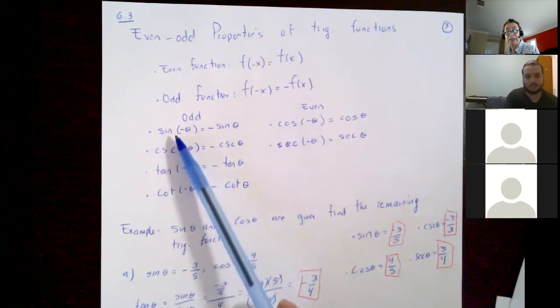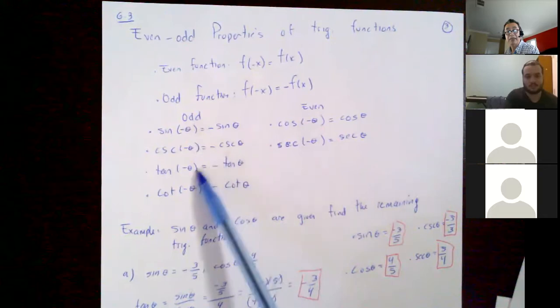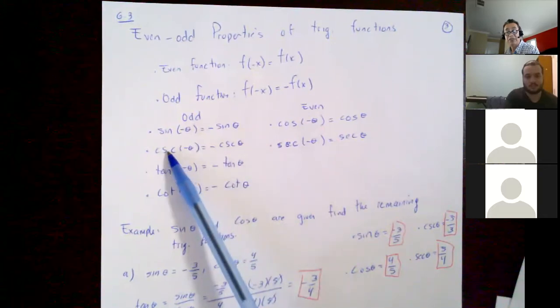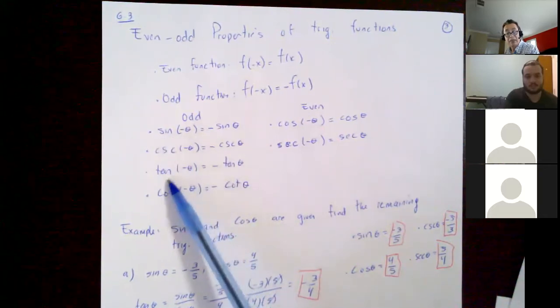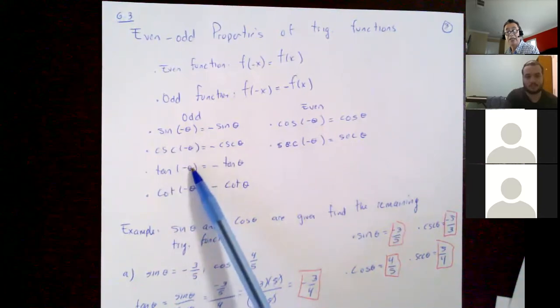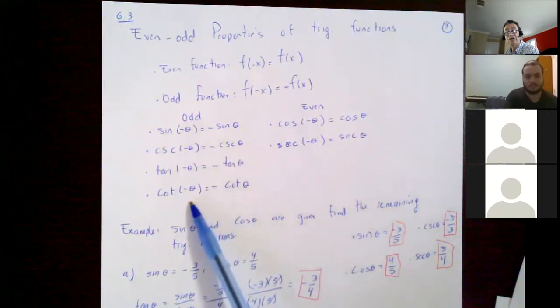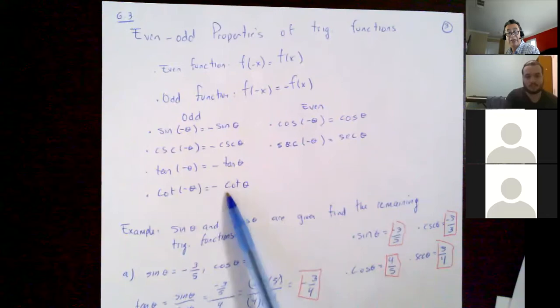Sine is odd. Sine of negative theta equals negative sine of theta. The same goes for the cosecant, which is the reciprocal of the sine. The same as the tangent. Tangent is also odd. Tangent of negative theta equals negative tangent of theta. And the cotangent is also an odd function, equal to negative cotangent of theta.